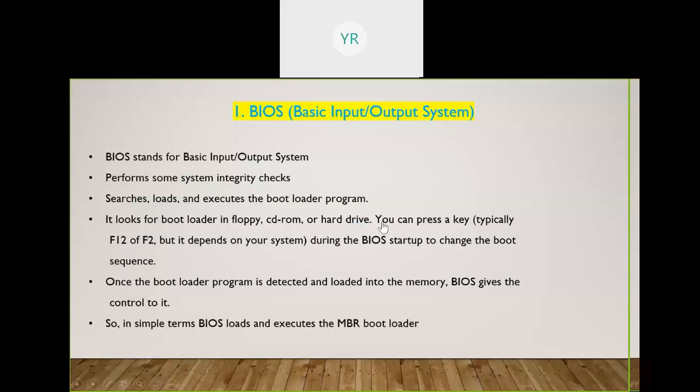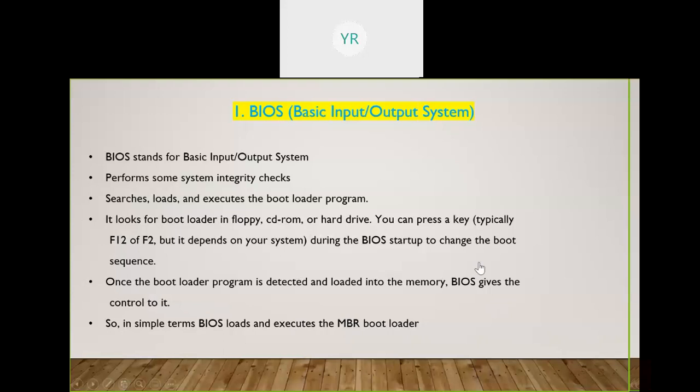If you press the F12 or F2 key during the BIOS startup, you can change that boot sequence. You often do this in Windows. If you want to change the booting sequence, you can interrupt the BIOS startup by using F12 or F2. Once the bootloader program is detected, it will be loaded into memory, and BIOS gives the control to it.